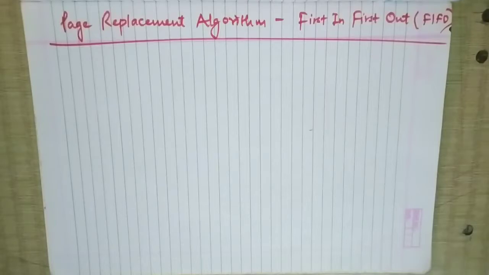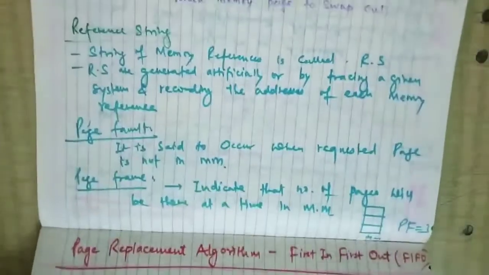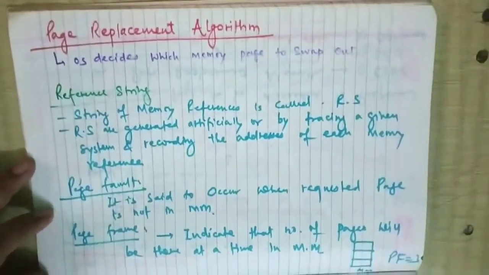Because we have to bring the requested or demanded page from the disk space to the main memory, for that reason we have to replace the existing one. We have to discard the existing one and bring the page which is requested or demanded from the disk space. We have already seen the reference string, page fault, and page frame in the previous video.